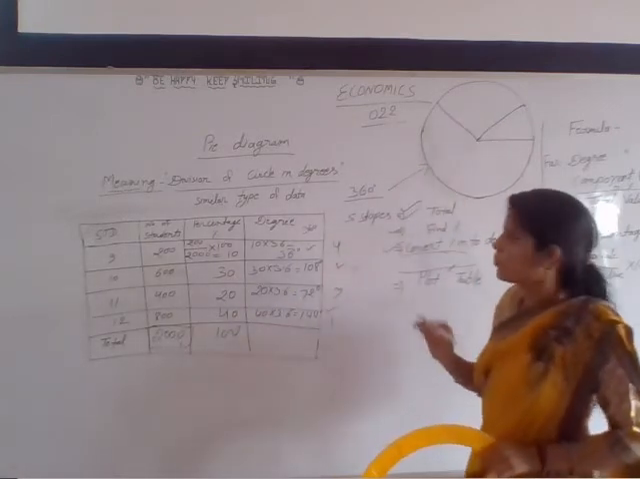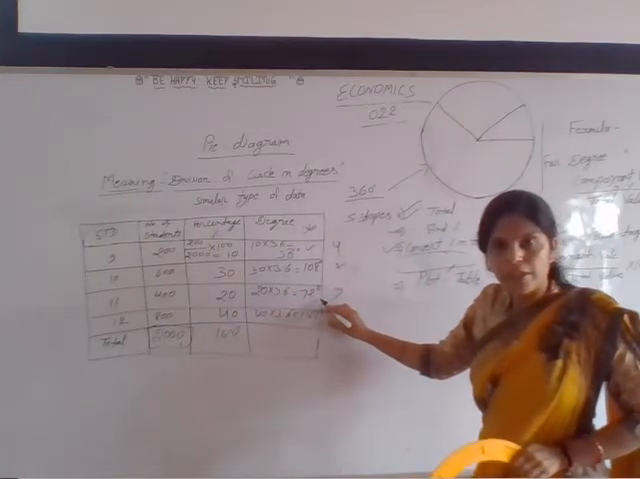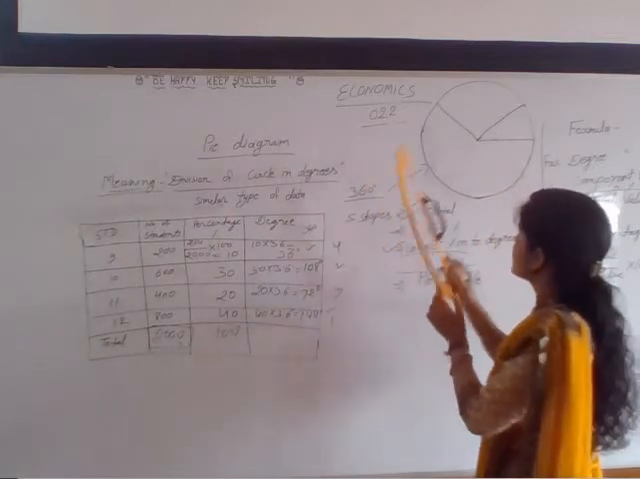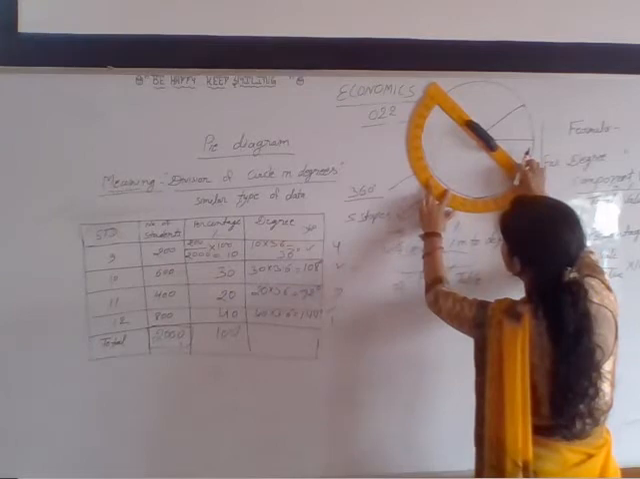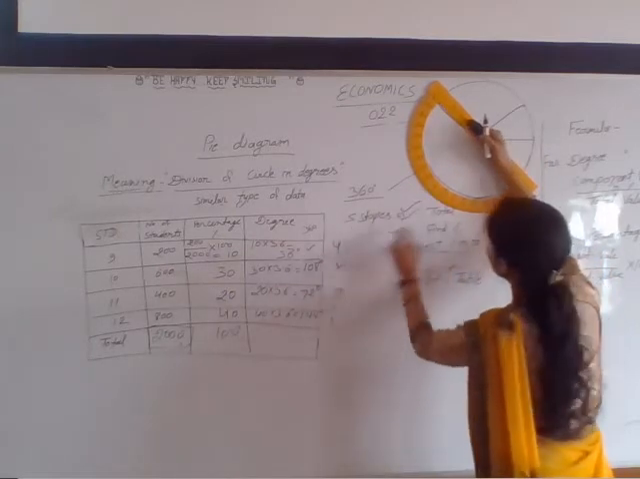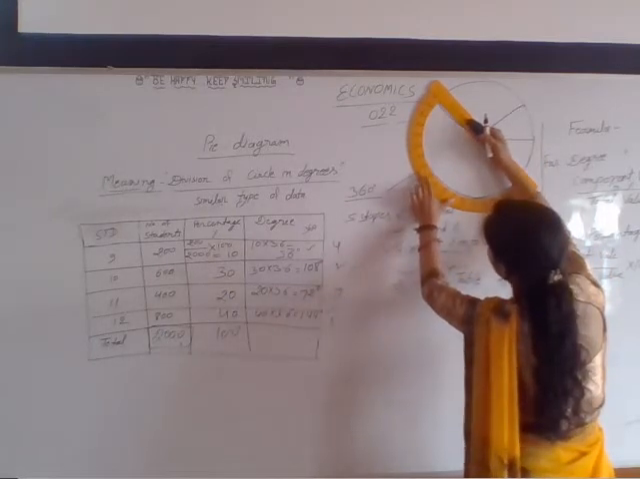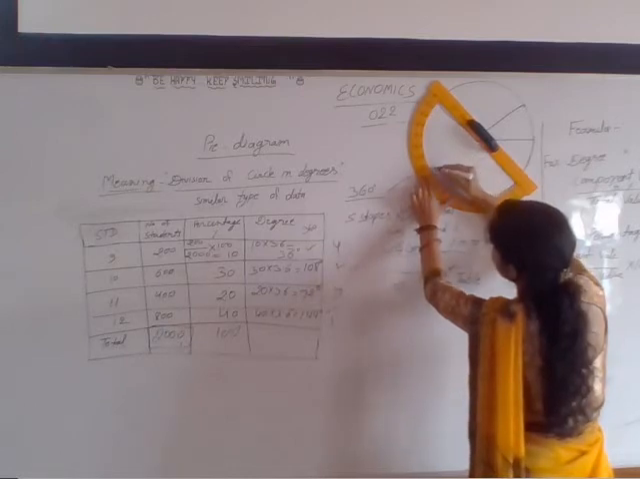Now next value. What is the next value? 72 degree. So for the next, it is the best. Here we mention and measure. Next one will be 72. It is the next one, 72.